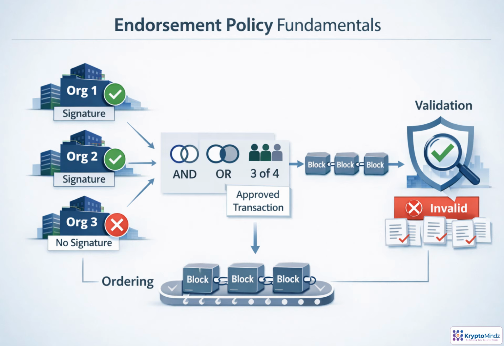An endorsement policy defines whose approval is required before a transaction can be valid. Think of it as the business rule for signatures. A policy might require both org1 and org2, any one of several organizations, or 3 out of 4. After endorsement, ordering simply places transactions into blocks. The actual policy check happens during validation, where missing or insufficient signatures cause the transaction to be marked invalid.